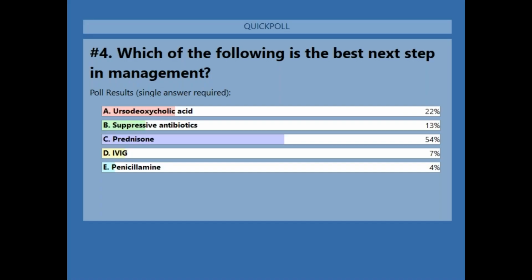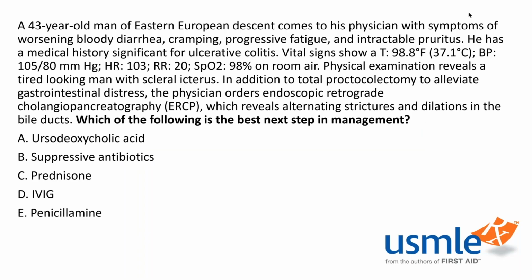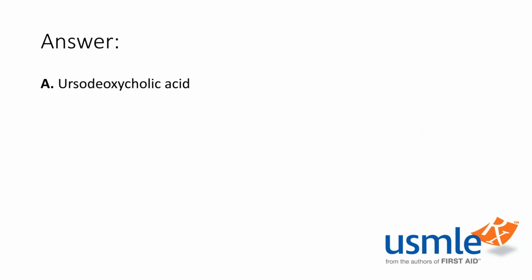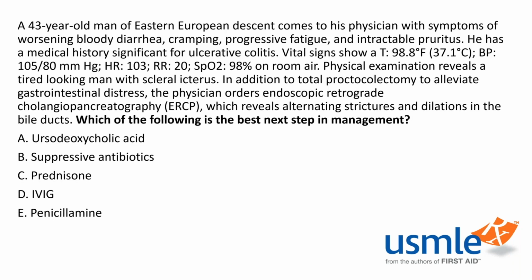And it looks like the most popular answer is prednisone followed by ursodeoxycholic acid. So let's see what the actual answer is. And it's A. So this is ursodeoxycholic acid. Once again, this is a harder question. It is a two-step question. You can go to the next slide just to review the question.